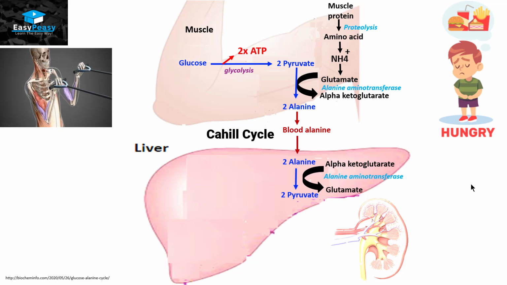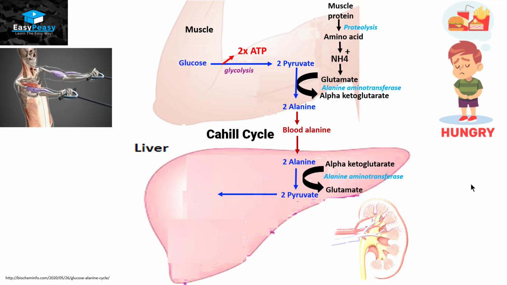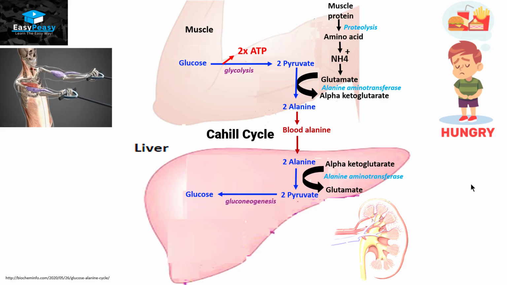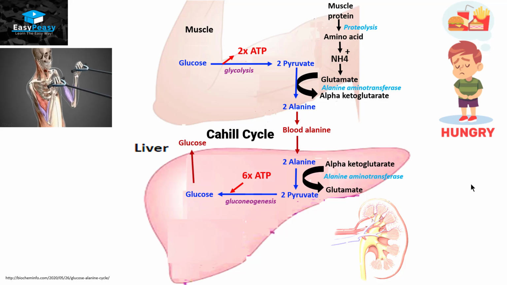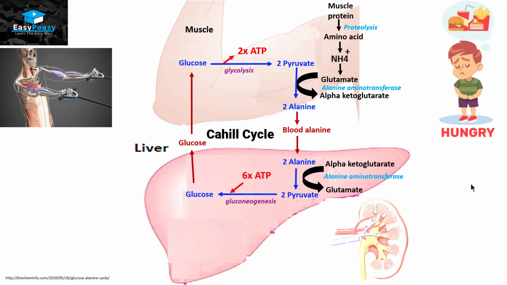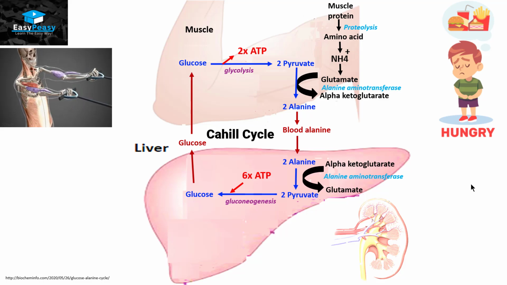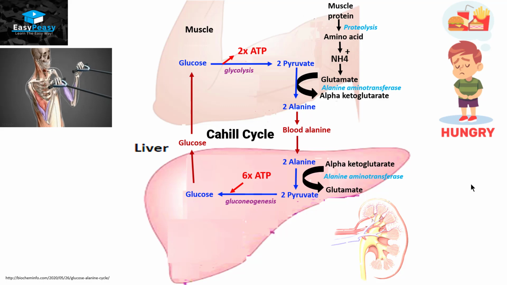Now, this pyruvate can convert itself back into glucose by the process of gluconeogenesis. This process is endergonic, so it will take 6 ATP molecules. And then this glucose from our blood will go back into our muscle cells in order to produce energy. This cycle is called the Cahill cycle.